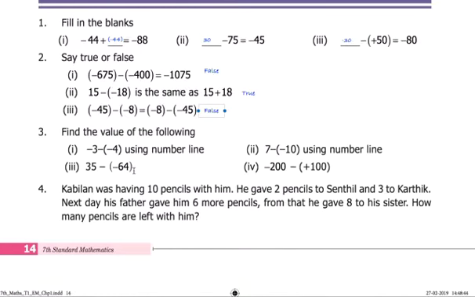This one, 64 plus 35 is 99. Okay, this one, minus 200 minus 100 is minus 300.